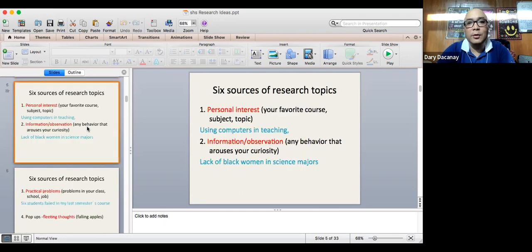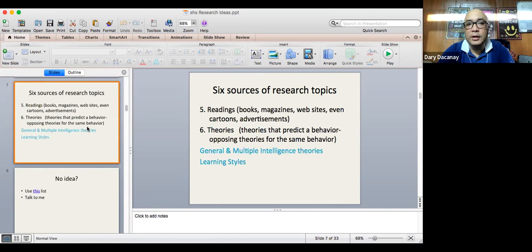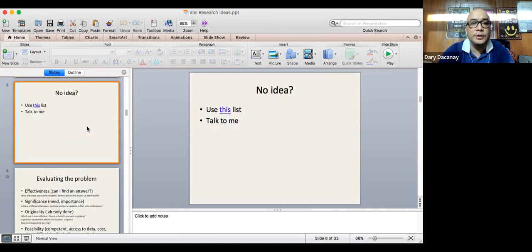So again, your personal interest, balikan natin yan, information, observation, any behavior that arouses your curiosity. But bear in mind that you will be doing qualitative research. Again, you will have to make use of your five senses. You're not going to measure anything. You're not going to use numbers or statistics. All we have to do is describe that using qualitative terms. The practical behaviors and fleeting thoughts that you have in mind, you can get with readings and theories.